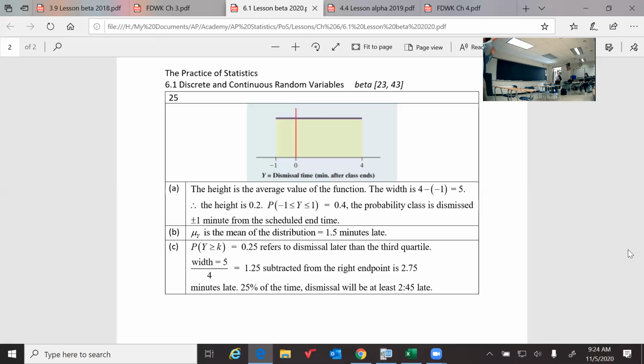So every quartile is worth 1/4 of the width, 1/4 of 5. So it's 1.25. If I go 1.25 from the 4, we get 2.75, which is 2.75 minutes, which means a quarter of the time you're dismissed 2 minutes and 45 seconds later. Okay? So that's it for 6-1 beta.